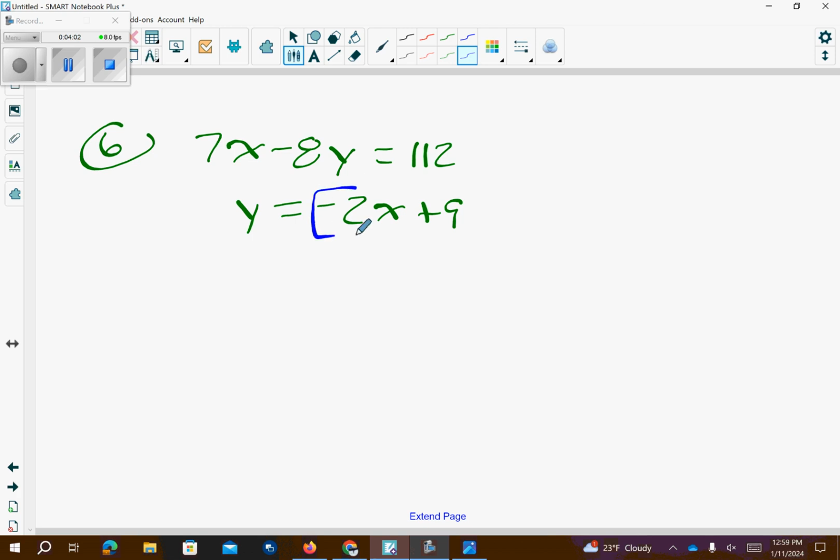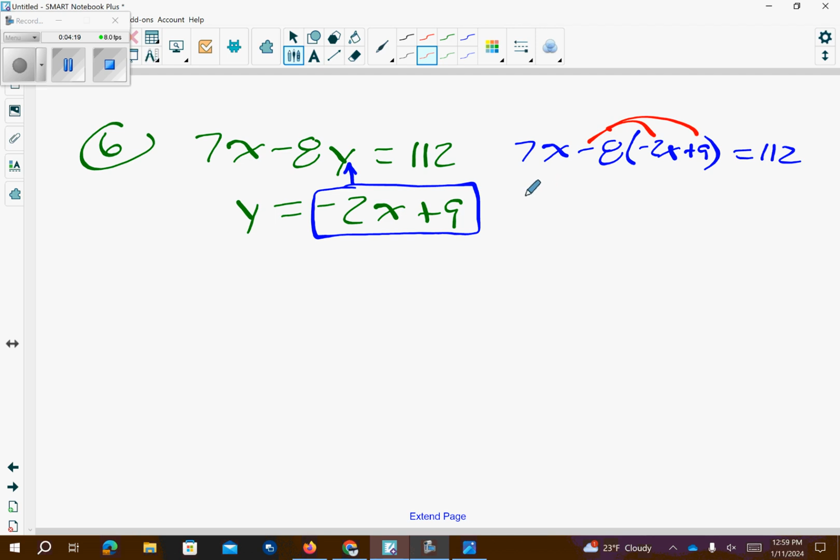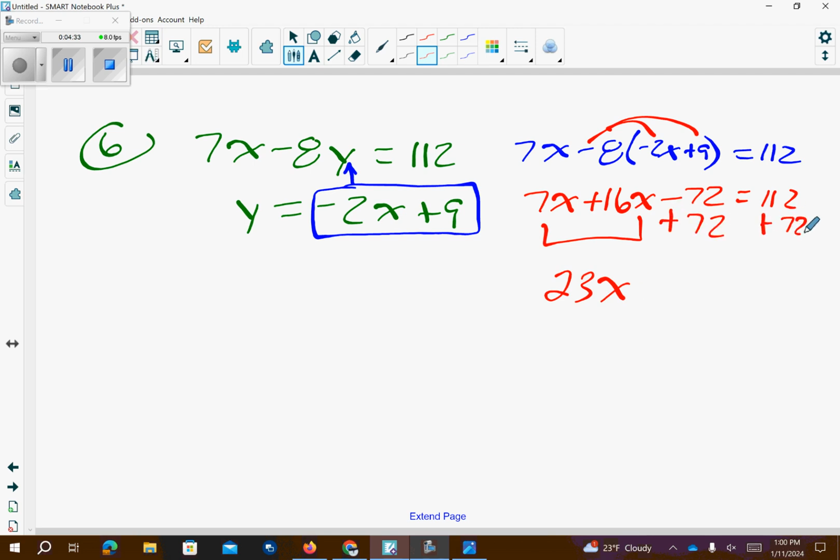Number 6, I'm going to take this. So I'm going to plug it in for my y up top. So I'm going to get 7x minus 8. There was a y there, but I'm going to replace it with something else. It's equal to 112. So I'm going to put negative 2x plus 9 in there. I'm going to distribute negative 8 over the parentheses. Combine those like terms, so 7 plus 16 is 23x. I'm going to add 72 to both sides. Those cancel. That's 184. Divide both sides by 23.